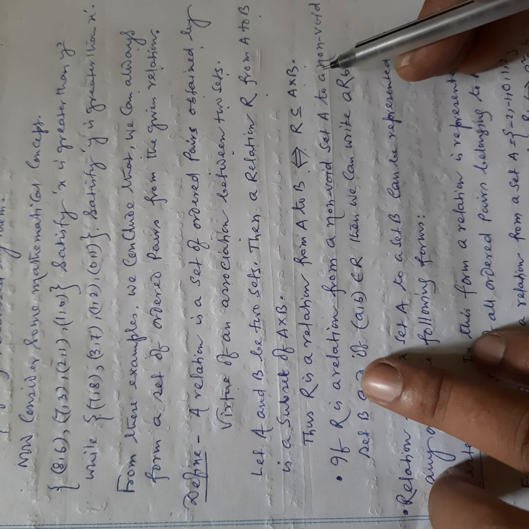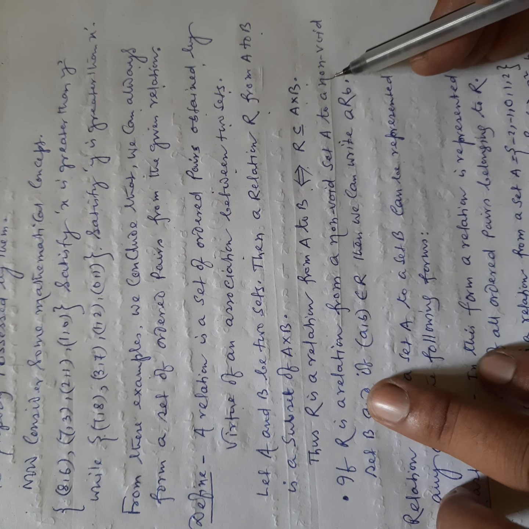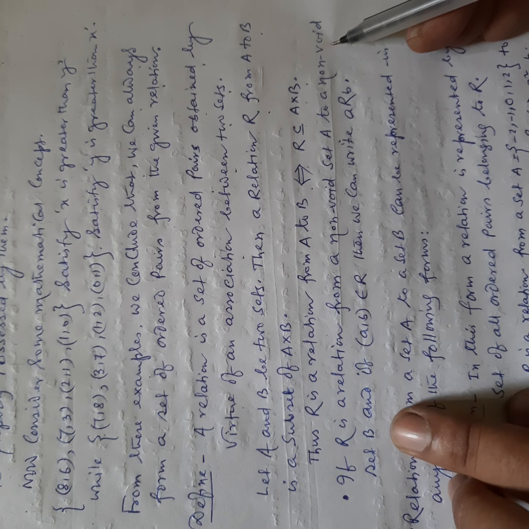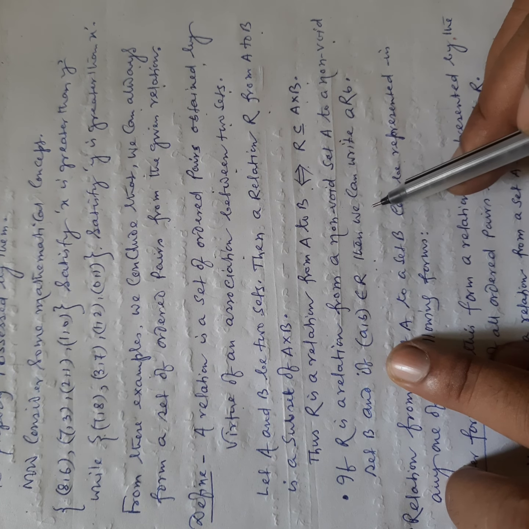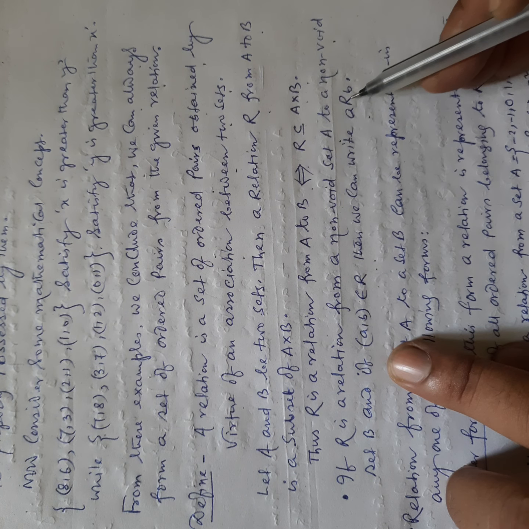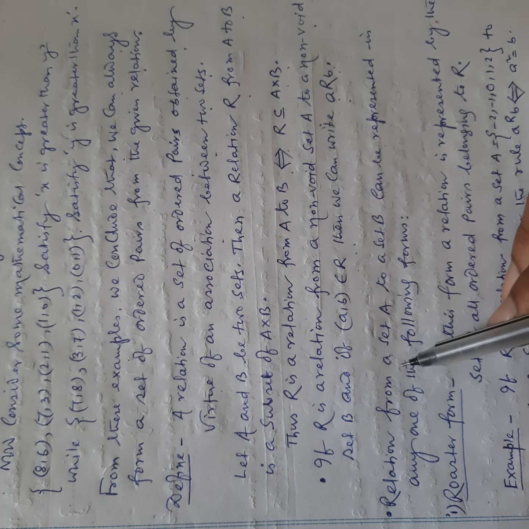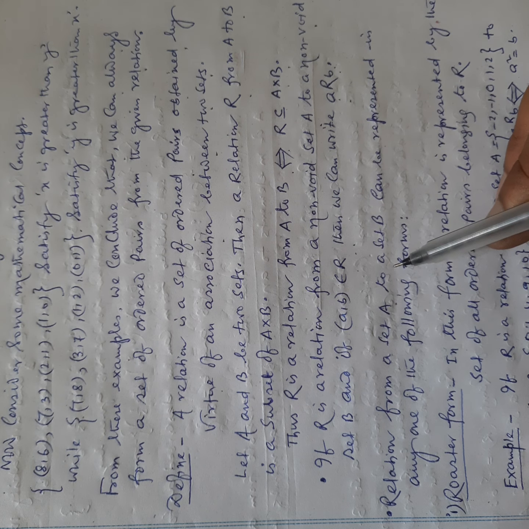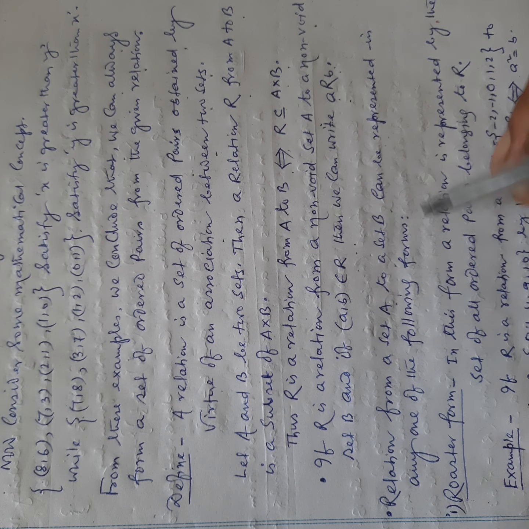If R is a relation from a non-void set A to a non-void set B, and if the ordered pair (a, b) belongs to R, then we can write a R b, that is, a is related to b. A relation from a set A to a set B can be represented in any of the following forms.